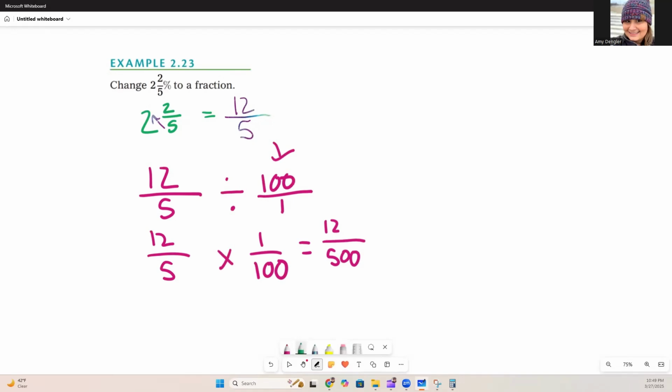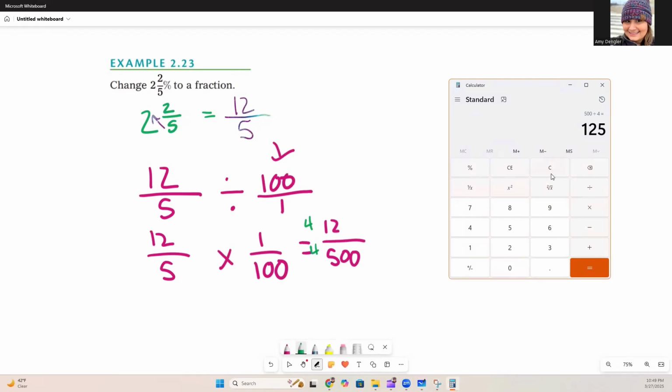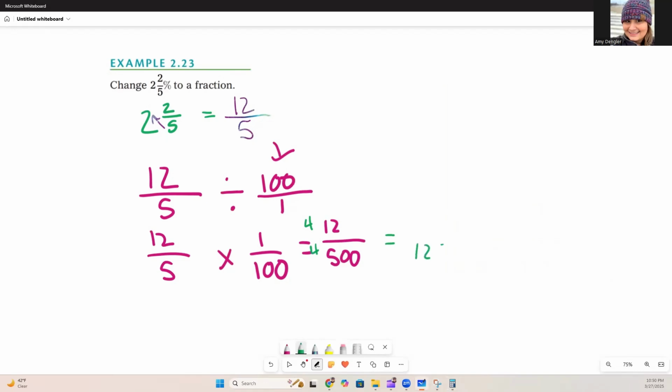And then I want to reduce this to lowest terms. I think 4 is going to be it. And if you don't know offhand, then you just try a bunch of different numbers until you get the lowest, and you can keep going lower if you have to. So 500 divided by 4 is 125, and 12 divided by 4 is 3. So our answer is 3 over 125.